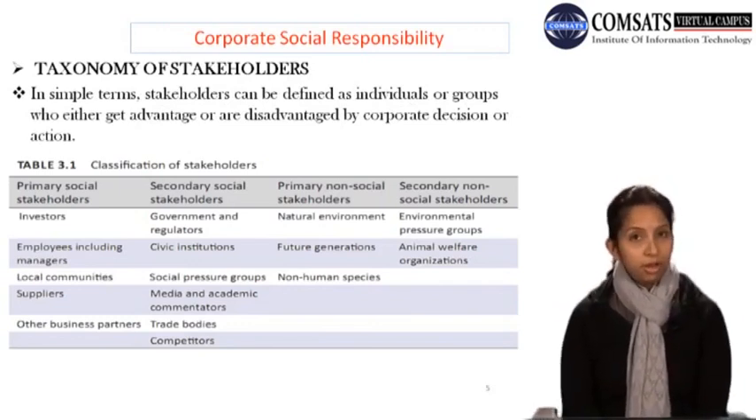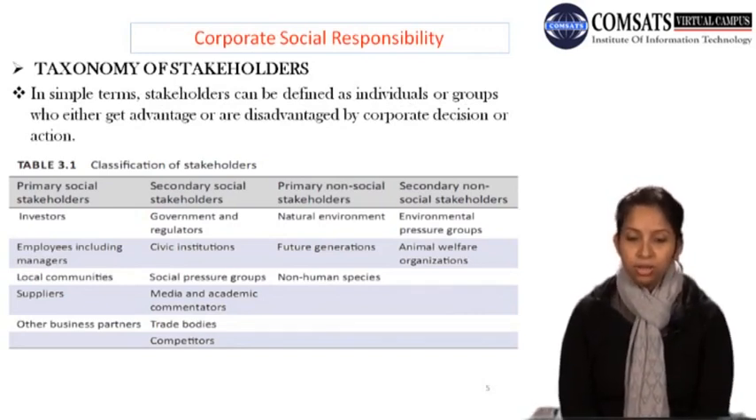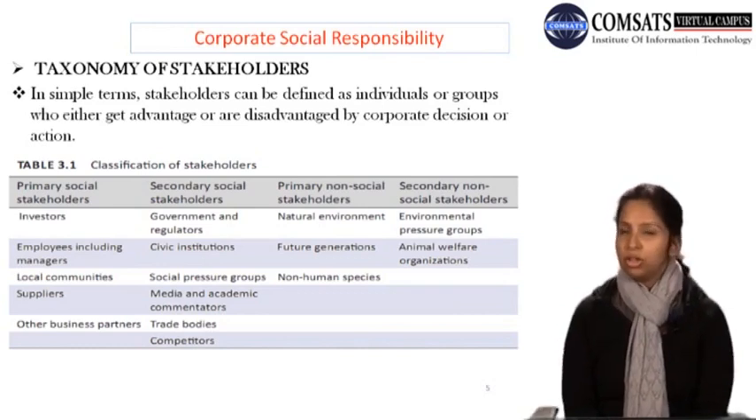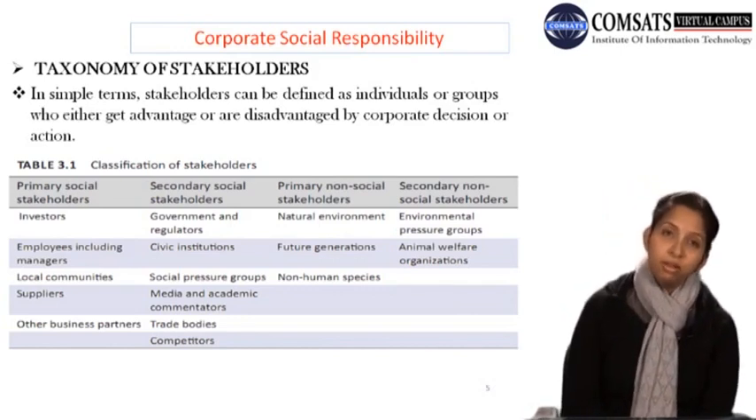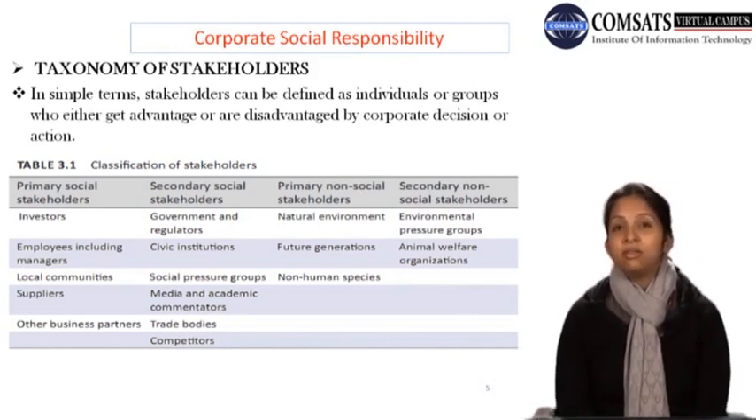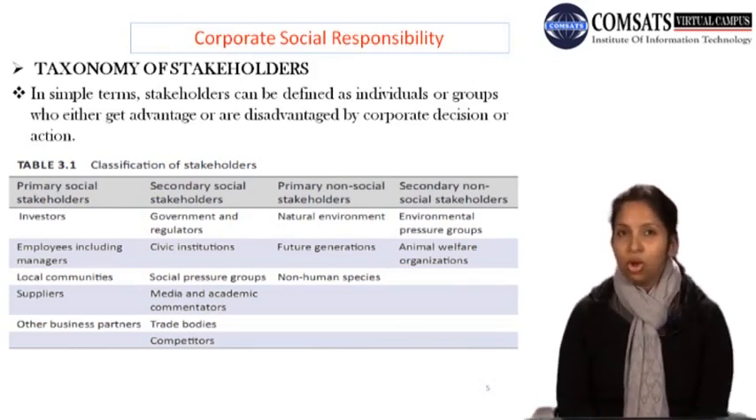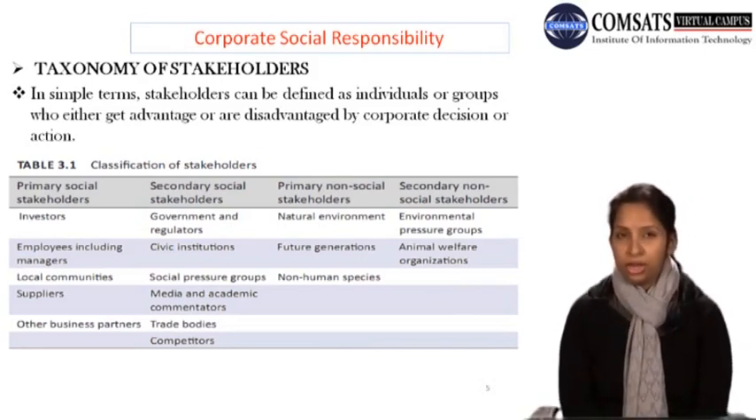Now a more comprehensive definition of stakeholder is this. In simple terms, a stakeholder can be defined as individuals or groups who either get advantage or are disadvantaged by corporate decisions or actions. So they are people, groups or individuals who either positively benefit or get negatively affected by corporate decisions or corporate action. That's a more comprehensive definition of the concept of stakeholders.